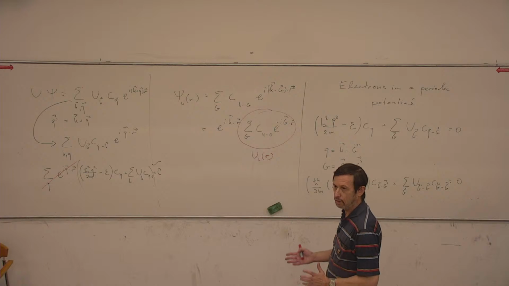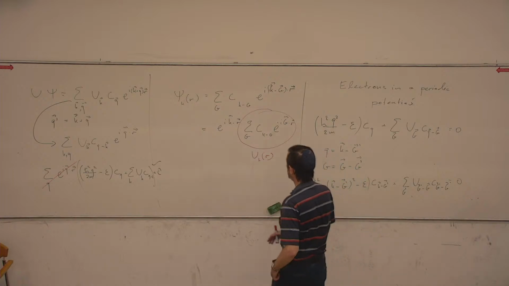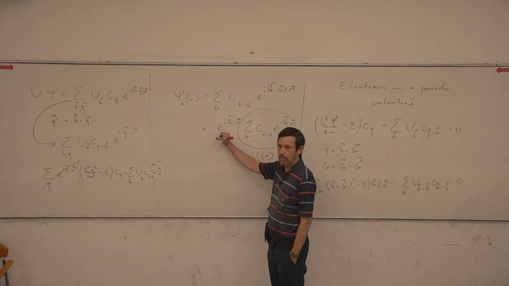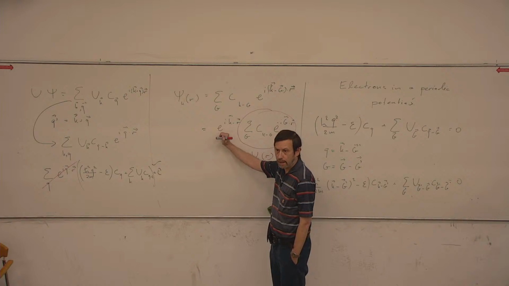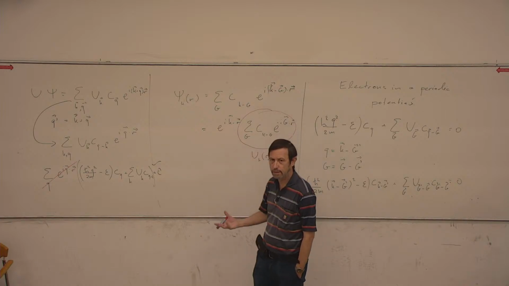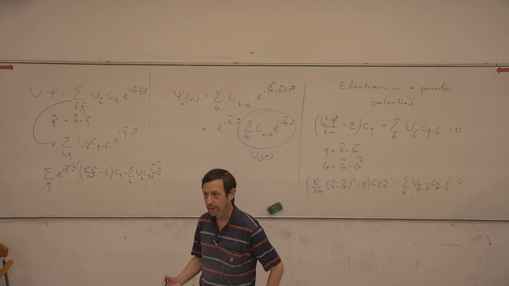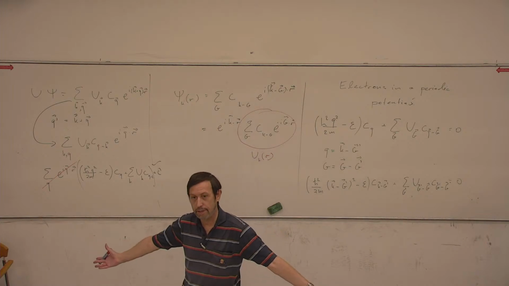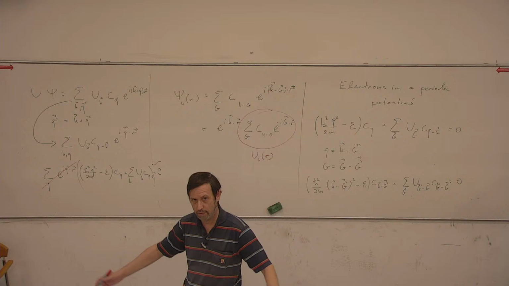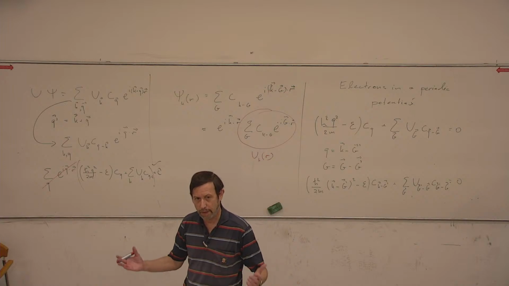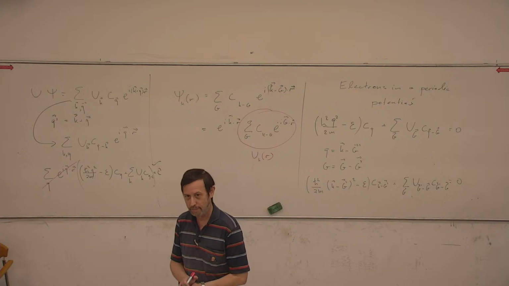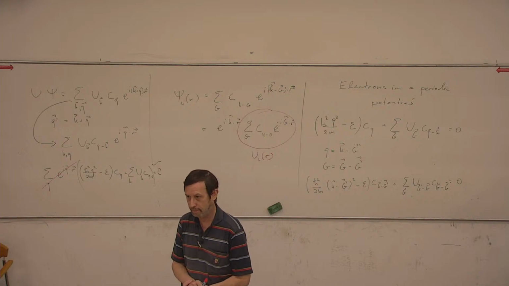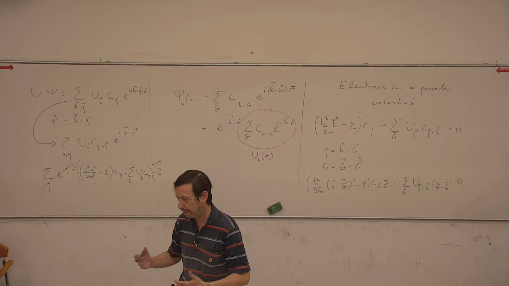Okay, so what is K? K is any vector that appears in the first Brillouin zone. If the system is infinite, it's any K in the first Brillouin zone. If you have periodic boundary conditions, it's the points that correspond to these periodic boundary conditions.